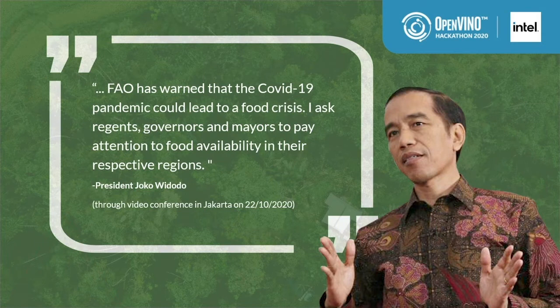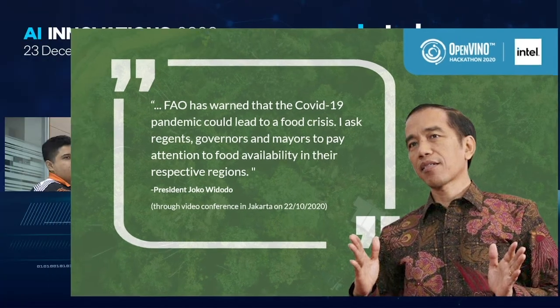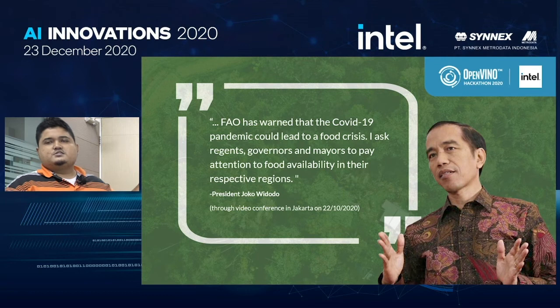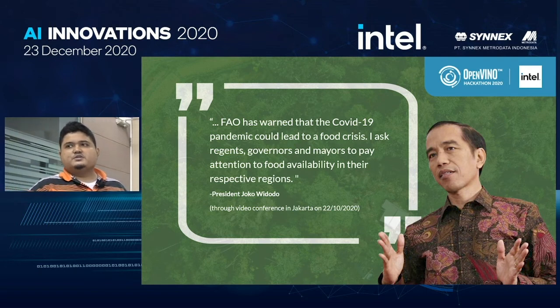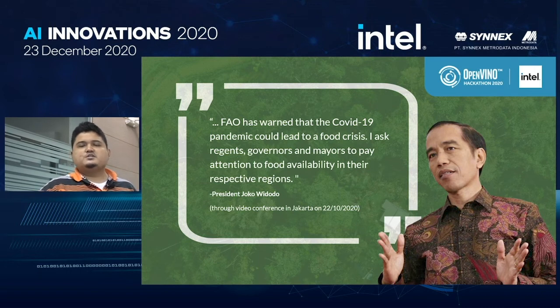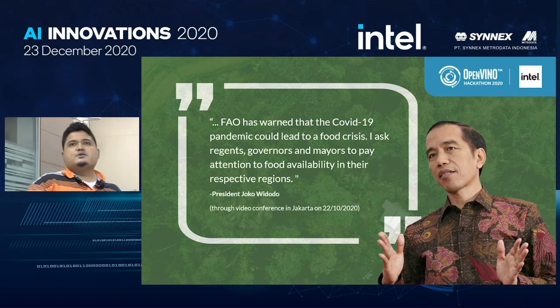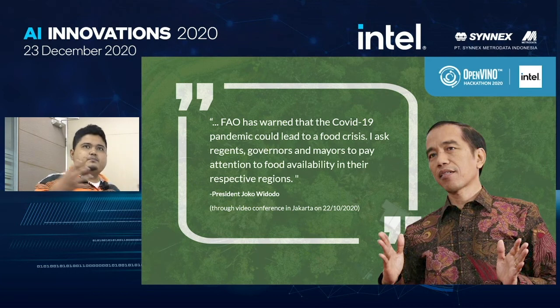And also, as you know, President Jokowi stated that FAO warned that the COVID-19 pandemic could lead to a food crisis. He asked regions, governments, and mayors to pay attention to food availability in their respective regions. As president, he is very worried about food security during the pandemic, and we believe that with this application, we can also help farmers increase their productivity and help the nation produce more crops.